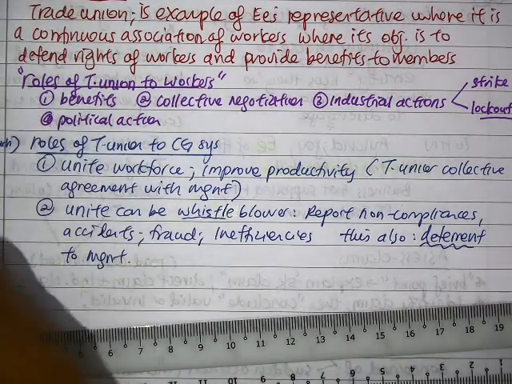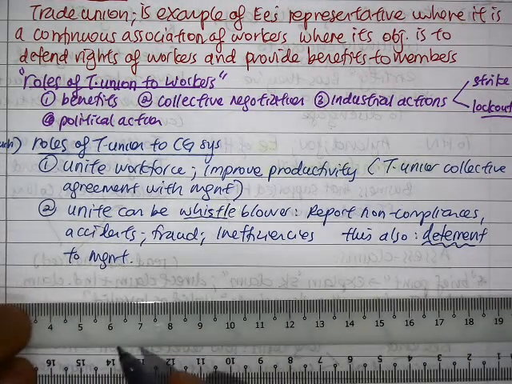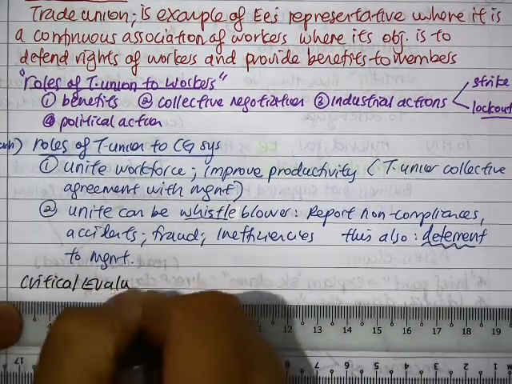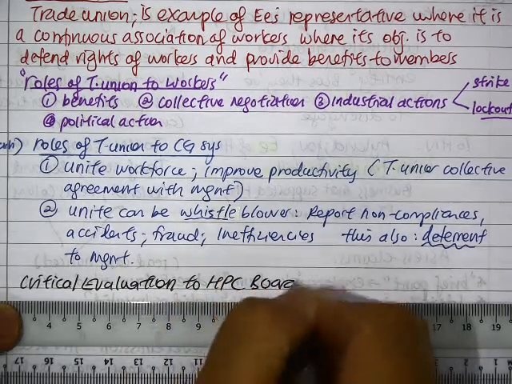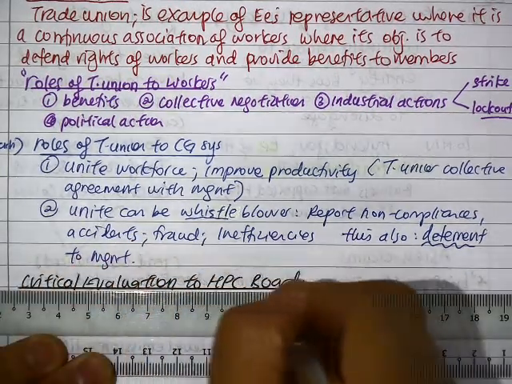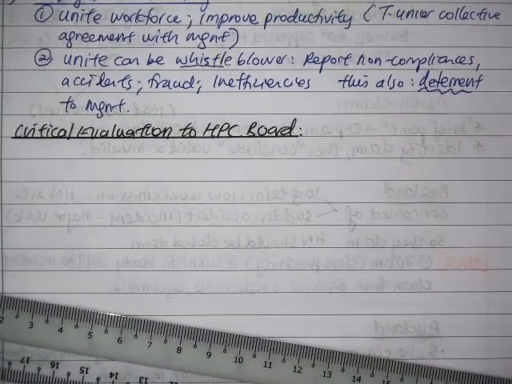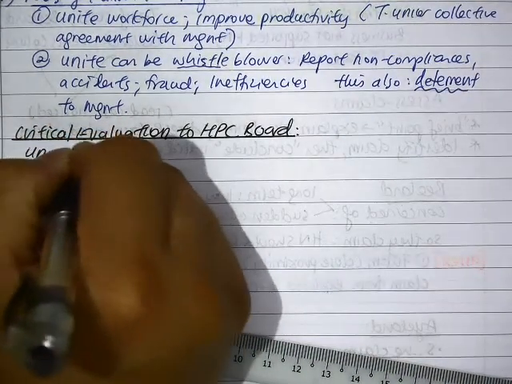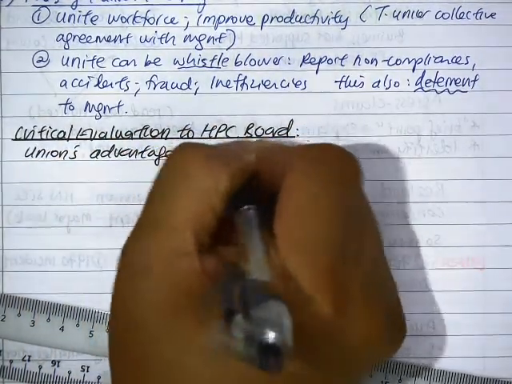So now we need a critical evaluation in the case. They ask us about the contribution to the board. So now a critical evaluation to the HPC board. What is the critical evaluation part for the HPC board? You have to argue from good and not good. Now, the union's advantage to HPC.